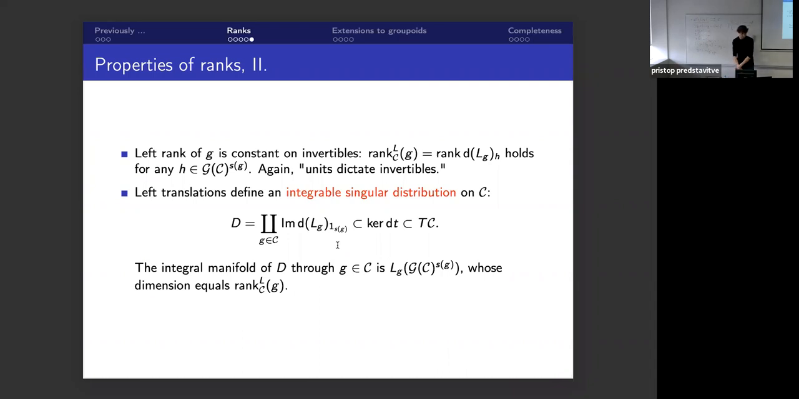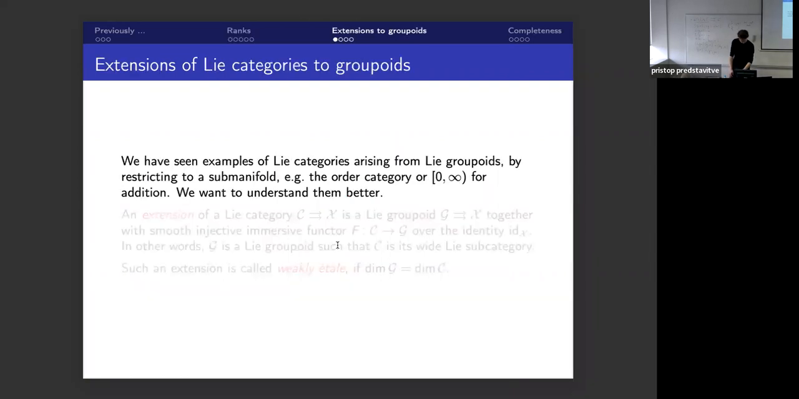Okay, so this is kind of as far as the properties of ranks go. So now, as promised, I would like to also talk about extensions of Lie categories to Lie groupoids, which are going to have the property that Jure has inquired about. So we've seen examples of Lie categories arising from Lie groupoids by just throwing a bunch of the arrows away from our Lie groupoid, but leaving all of the objects there.